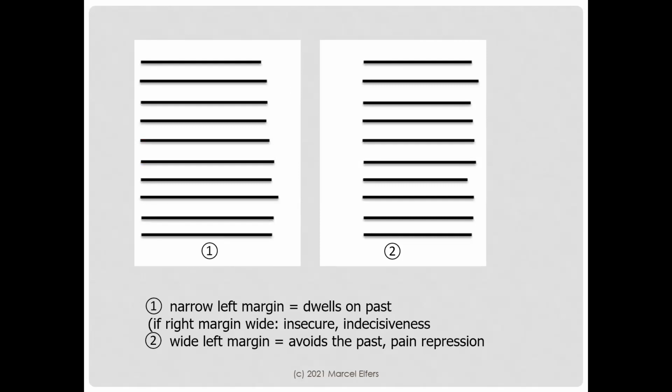Narrow left margins are individuals that are stuck in the past and they dwell on past experiences. In sample one, we also see a right margin that is wider, and that suggests indecisiveness because the individual is not moving forward with gusto. That means they're insecure. A wide left margin is somebody that avoids the past, repressing painful experiences. They don't want to deal with the past.